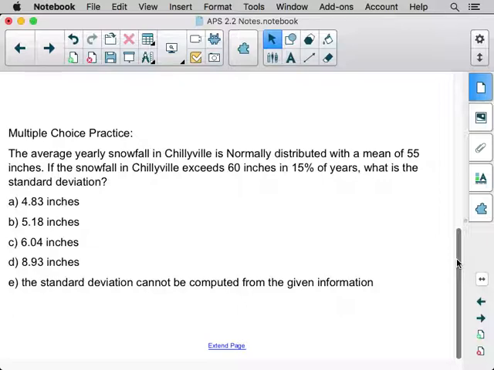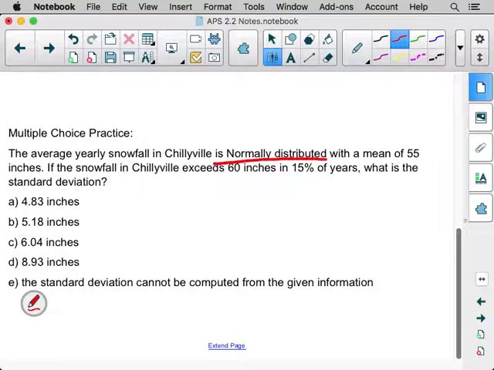So let's do one multiple choice, and then I'll give you guys some work time. The average yearly snowfall in Chillyville is normally distributed with a mean of 55 inches. If the snowfall in Chillyville exceeds 60 inches in 15% of years, what is the standard deviation? The key thing I see right away is they mentioned that this is normally distributed. If you know that it's normally distributed, that tells you that we're using the process from today. That is our key language we're looking for.